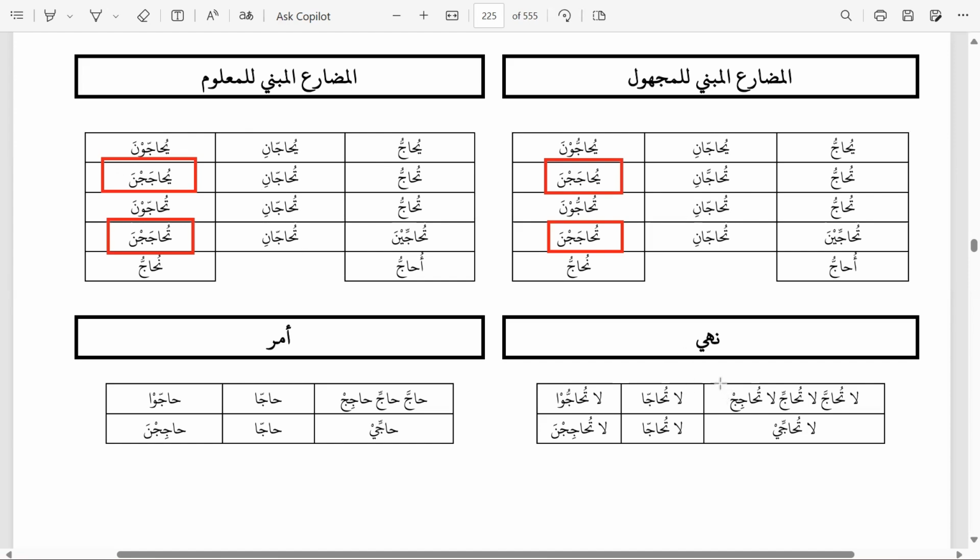And in nahi, you will see the anta form has 3 versions, in forbidding, fail nahi, and commanding, fail amr. Haja, haji, hajij.